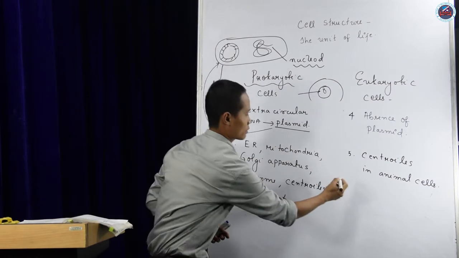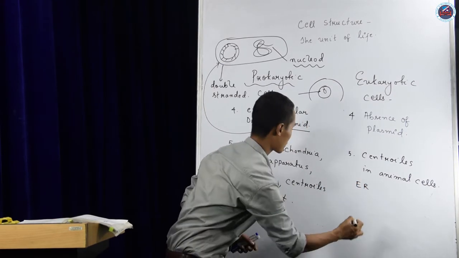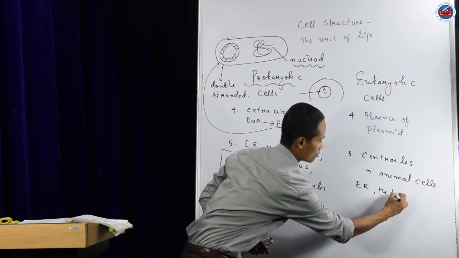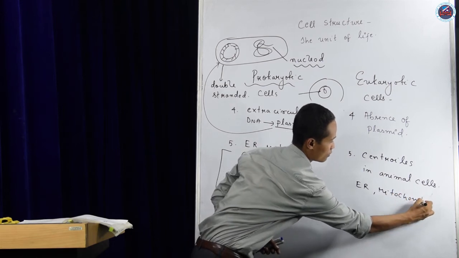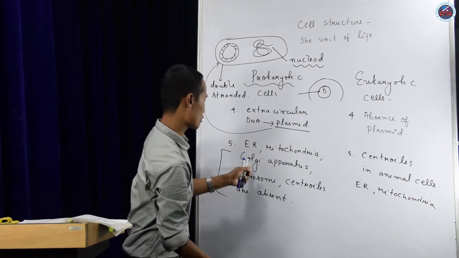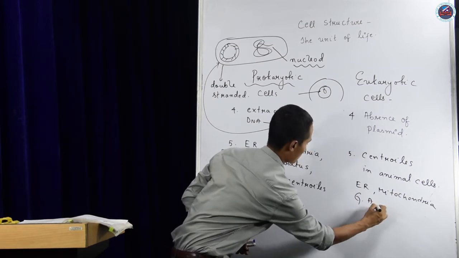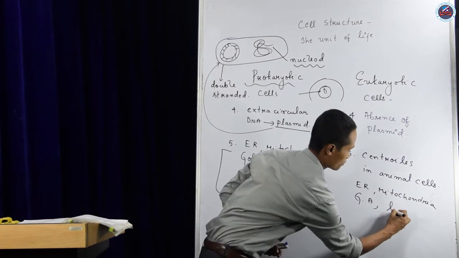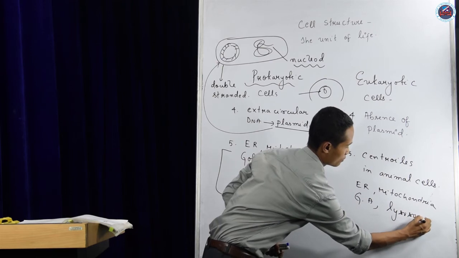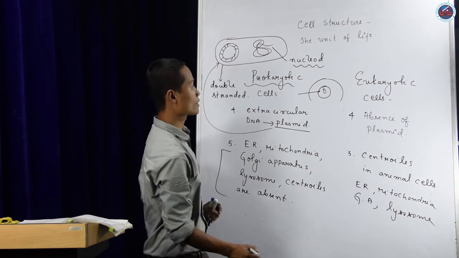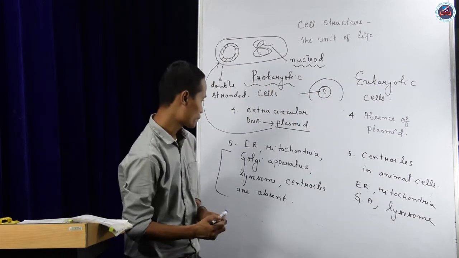So endoplasmic reticulum, mitochondria, Golgi apparatus, and even lysosome are present in the case of eukaryotic cells.